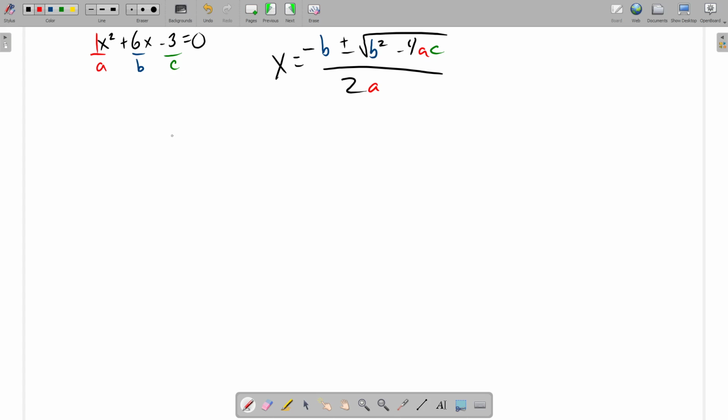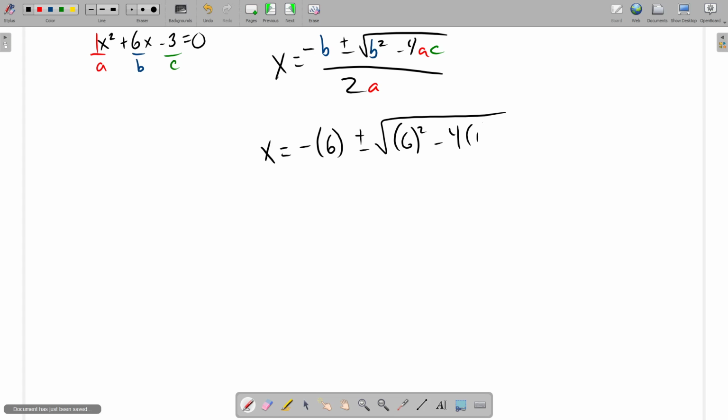I try to color code it to make it a little bit easier to see where these numbers are going to go in, but we can go ahead and just substitute all of these numbers in. So x is going to be equal to negative b, which is 6, plus or minus the square root of b squared, which is 6 squared, minus 4 times a, which is 1, times c, which is negative 3. All divided by 2 times a, which is 1.